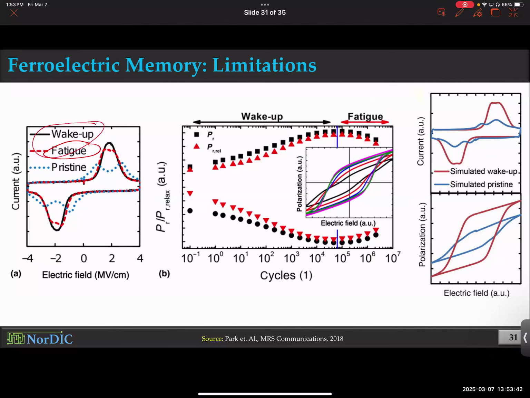What is that? Folks, in a ferroelectric memory, if you remember the PV loop, oh, I'm sorry, I forgot to select HDMI. Give me a second. All right.